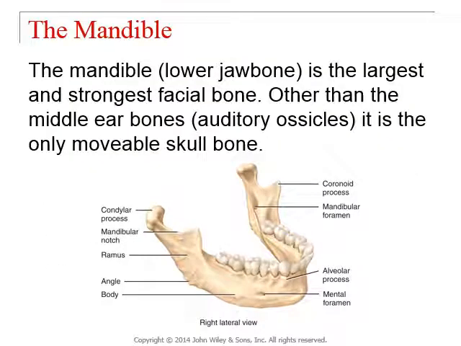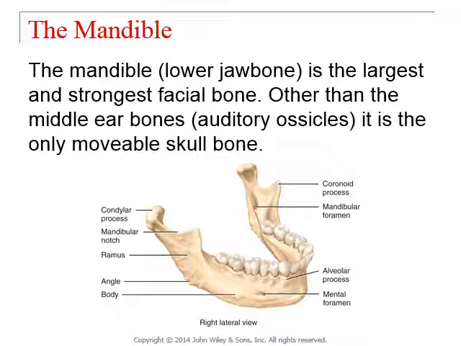Now here we find the only freely movable skull bone found in the human skeleton, known as the mandible. This is the lower jawbone. It's the largest and strongest facial bone. This is aside from the middle ear bones, which also are movable. They tend to oscillate on each other. We'll talk about those later on in the special sense chapter. But again, the mandible is the only freely movable bone with a synovial joint found in the skull.